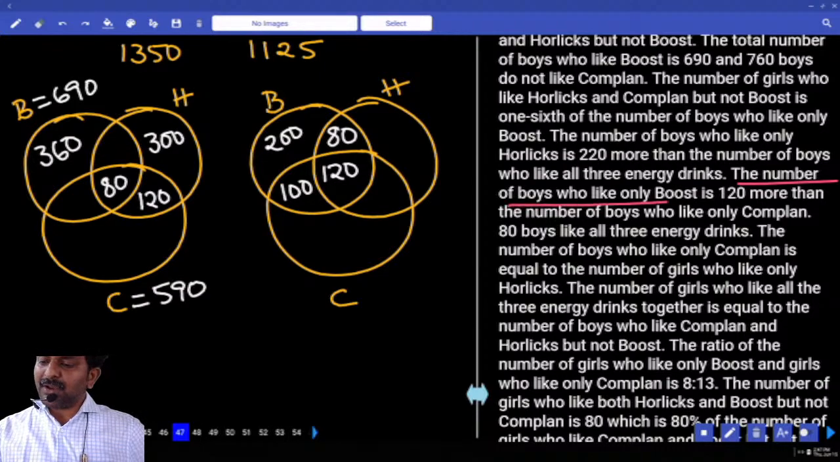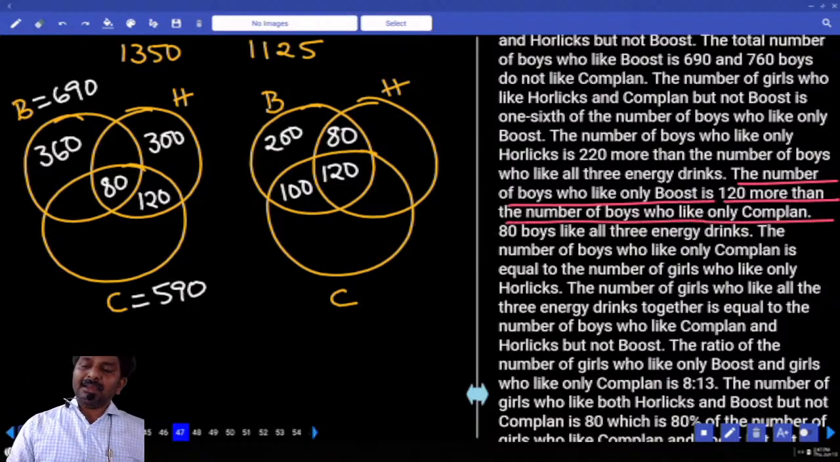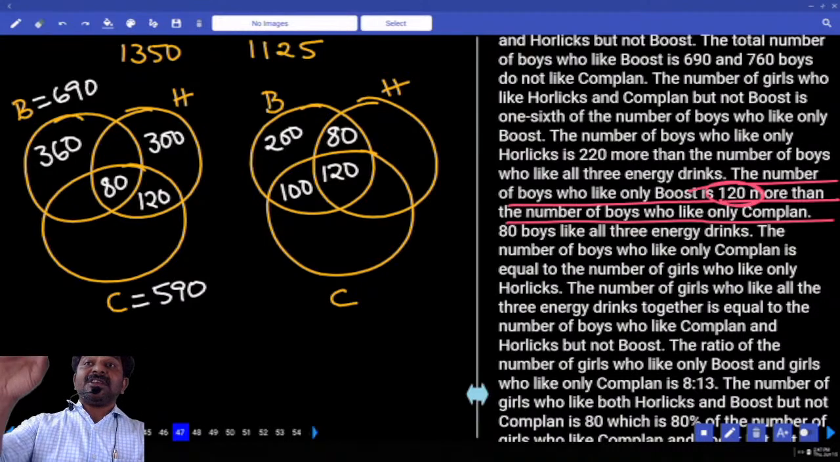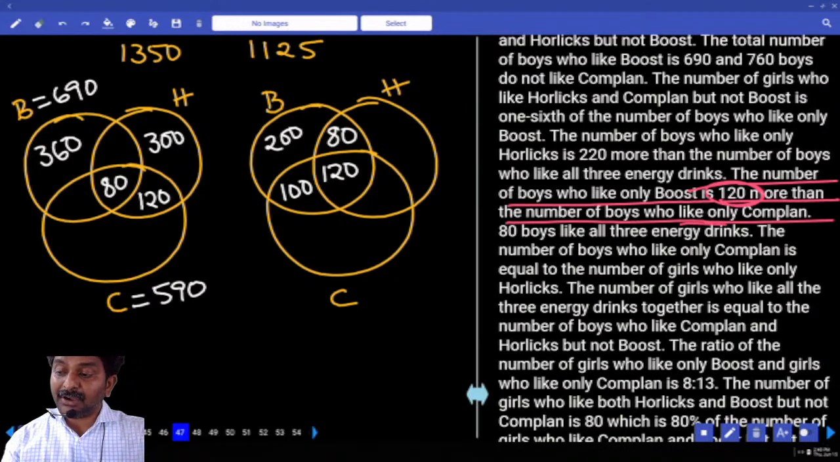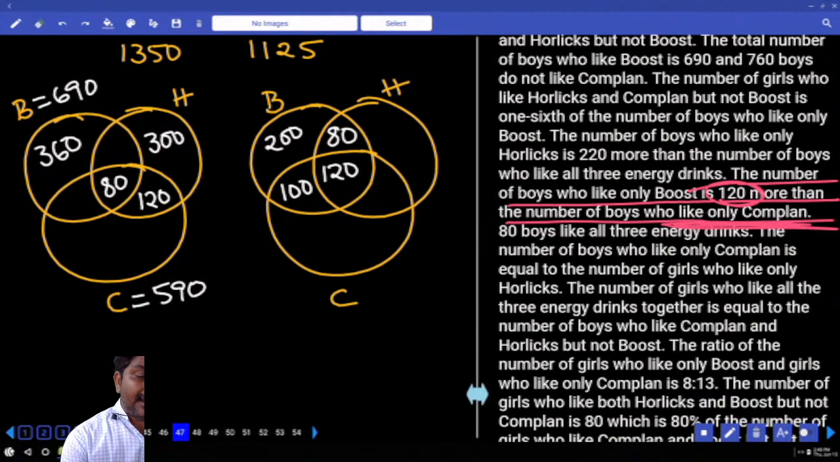The number of boys who like only Boost is 120 more than the number of boys who like only Complan. Boys who like only Boost: 360 is 120 more than which number? 240. And that 240 is only Complan.